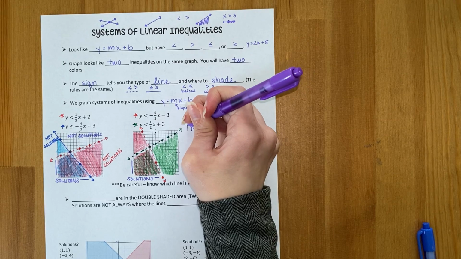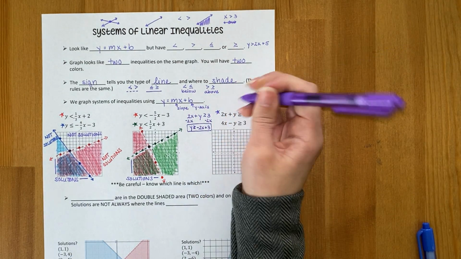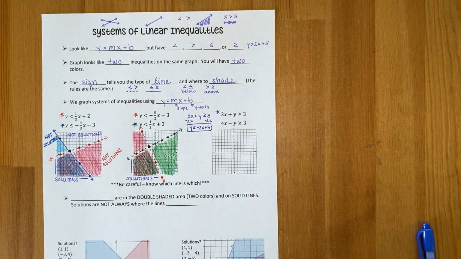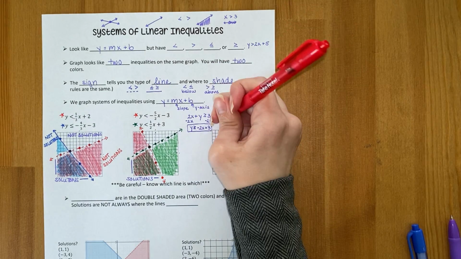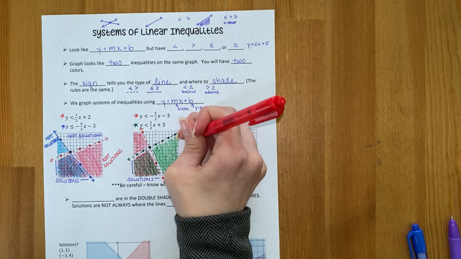That way it looks more like that y equals mx plus b that I want. And this is the actual inequality that I'm going to use to graph that line. Before I start my graphing process, I am going to solve my other inequality as well.